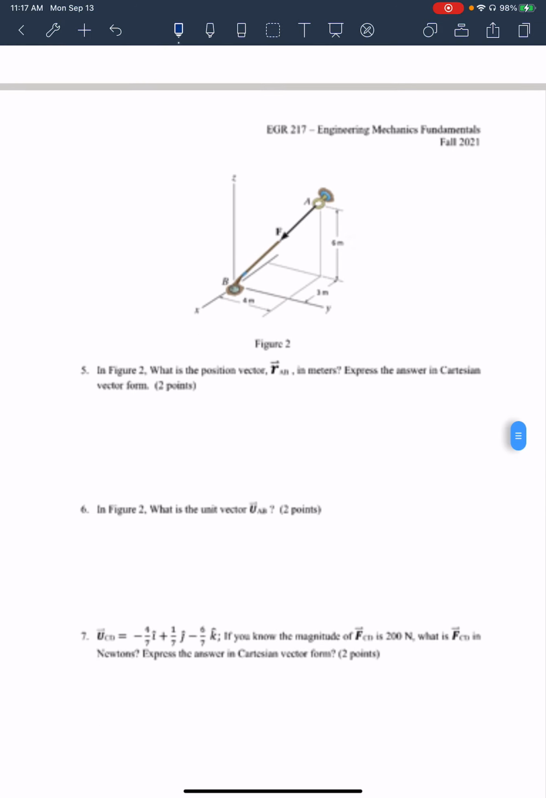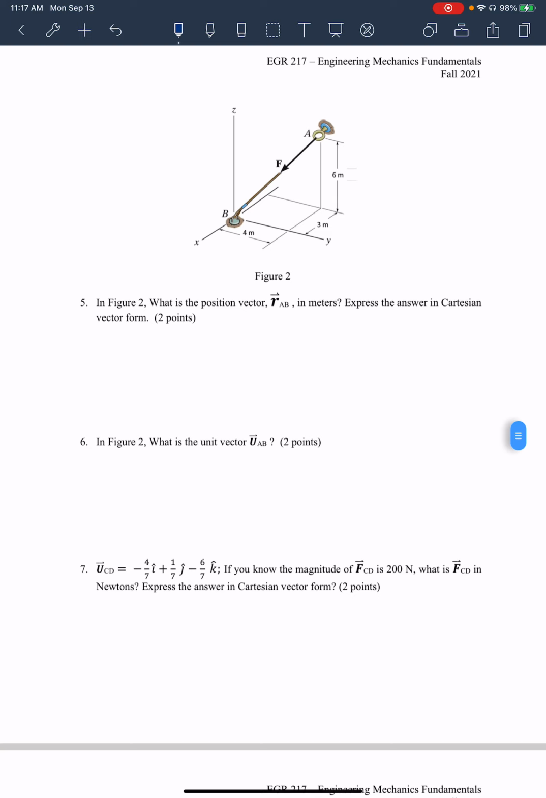All right, question 5. In figure 2, what is the position vector r from A to B in meters? Express the answer in Cartesian vector form. So the position vector from A to B equals, and what I do is I just start at this point A, and then I figure out what I need to do to get to that point B. I need to go down 6 meters in the z direction, so negative 6k.